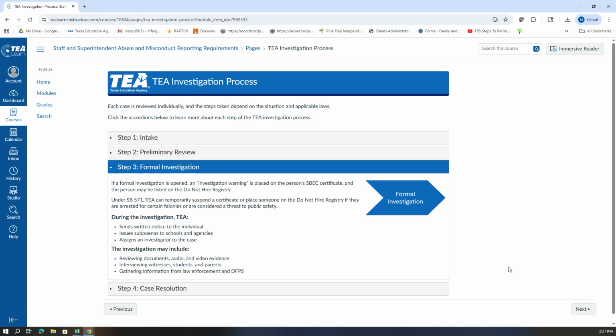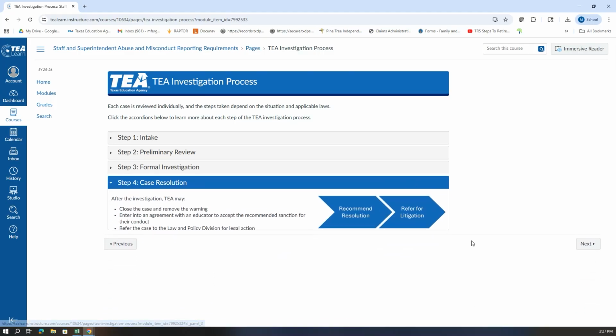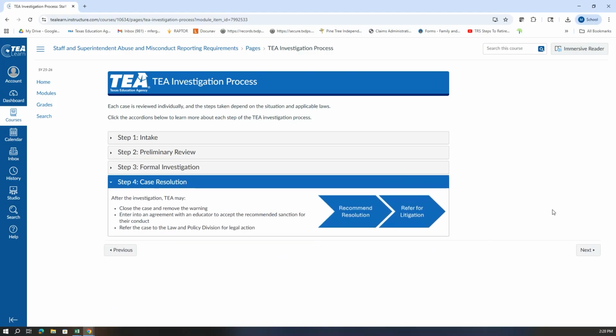During the formal investigation, an investigation warning is placed on the educator's certification, and the person may be listed on the Do Not Hire registry temporarily. Case resolution is after the investigation. TEA may close the case and remove the warning, enter into an agreement with the educator to accept the recommended sanction for their conduct, or refer the case to the Law and Policy Division for legal action.